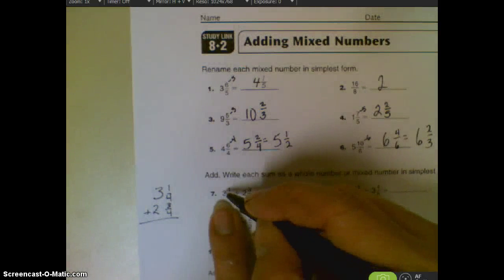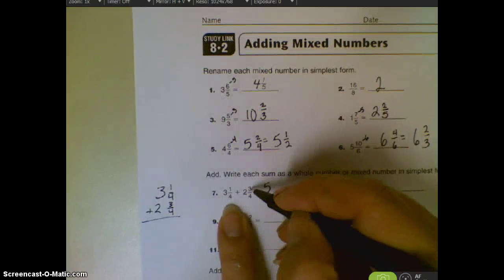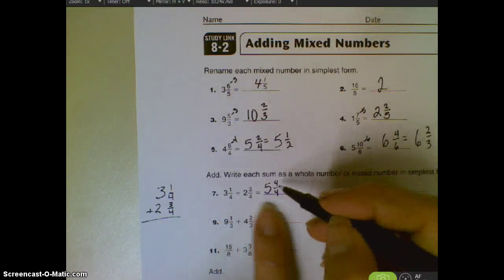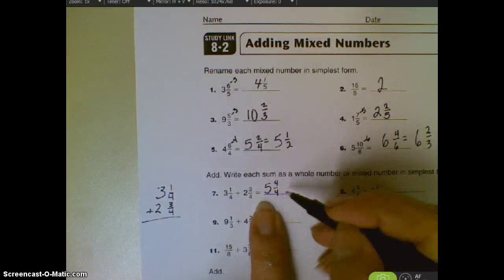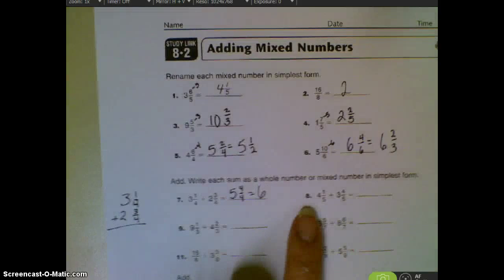And we will add our whole numbers. 3 plus 2 is 5. Now let's add our numerators. 3 plus 1 is 4, and 4 out of 4, well, that's the same as a whole. So 5 plus 1 more would make it 6.